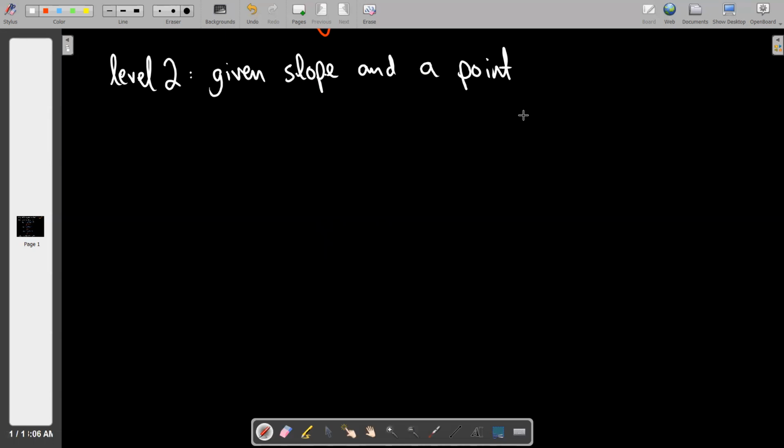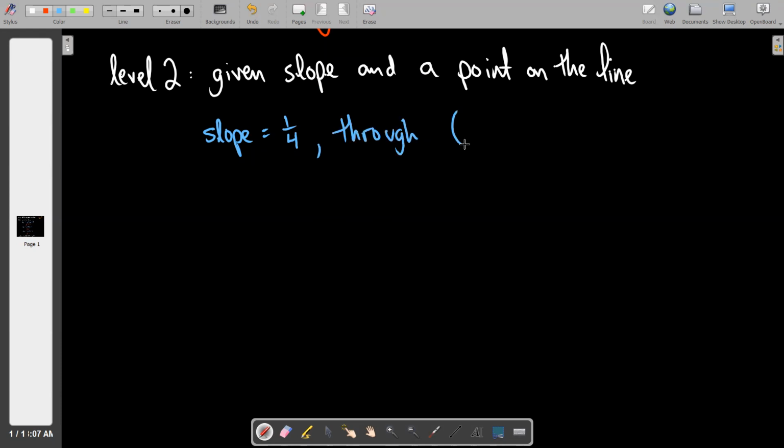Notice that this is just now a point. This is not the point specifically on the y-axis that makes our life so easy. It's just some random point, obviously on the line. So given slope and a point, maybe I should be more specific, on the line. That would just be weird if I just gave you some random point in the middle of nowhere, right? So for example, let's say that the slope of the line is 1/4. And I tell you that the line goes through the point -8, 5.